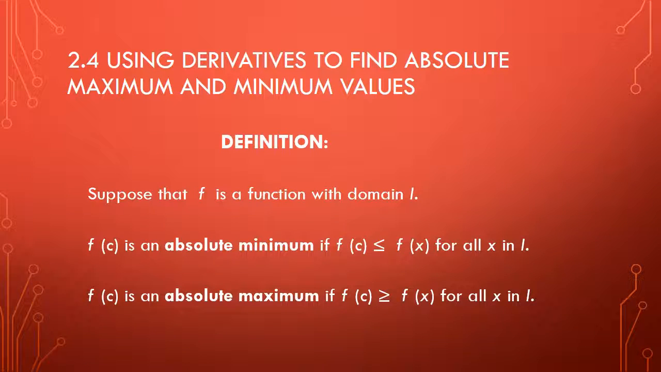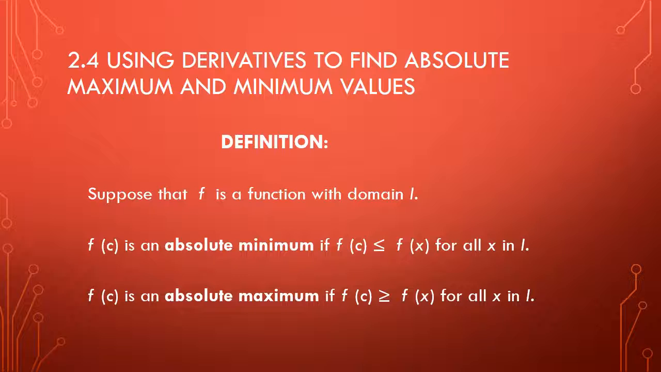First, a definition. Suppose that f is a function with domain I. f of c is an absolute minimum if f of c is less than or equal to f of x for all x in I, and it's an absolute maximum if f of c is greater than or equal to f of x for all x in I. In other words, an absolute minimum is the absolute lowest point on the graph.